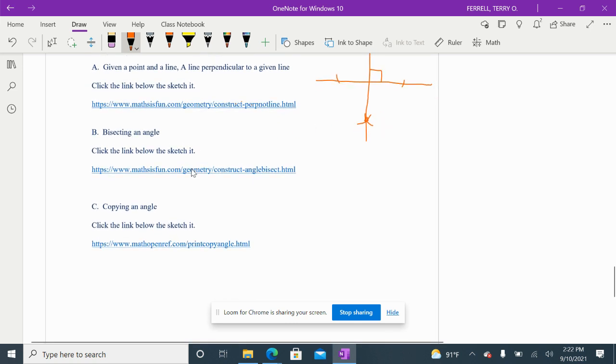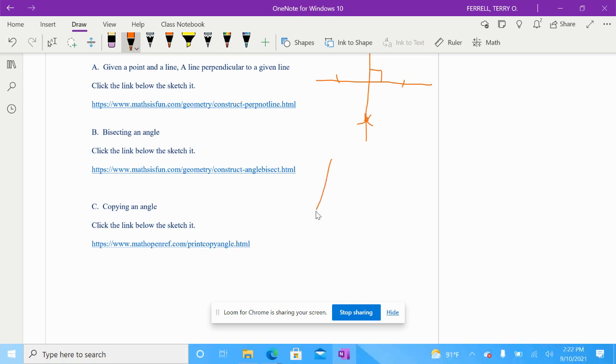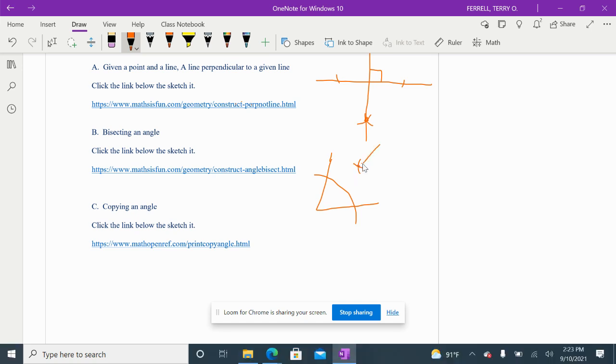All right, part B is the same thing. You could click the link to go there and look at it, but I'm just going to draw it. It's going to look something like this. That's your angle here. And basically, you're going to use this and do your compass like this. You're also going to do your compass here, mark here, something like that. Put your point here. And there you go. I think that's it.